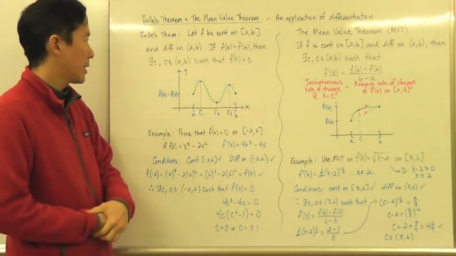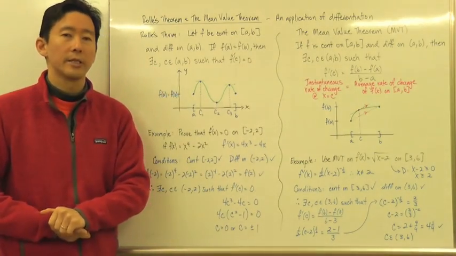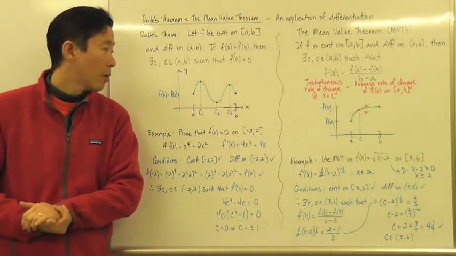Now again, we're talking about an existence theorem, so you have to guarantee that there is at least one, but there of course could be more.